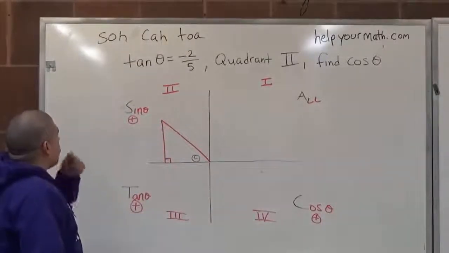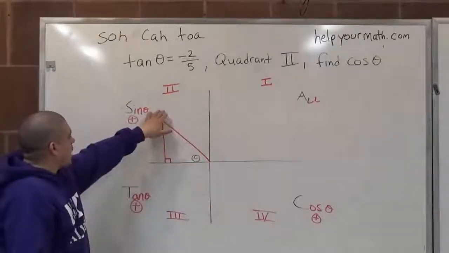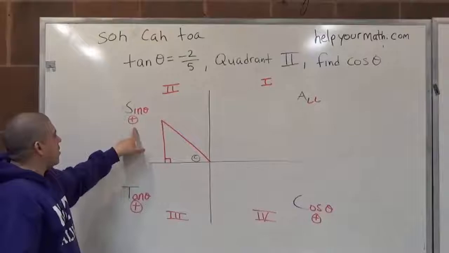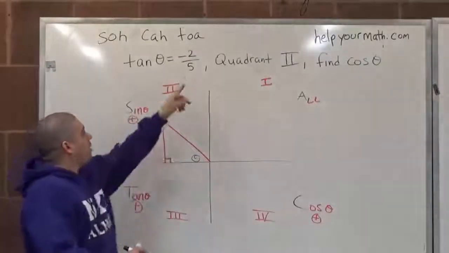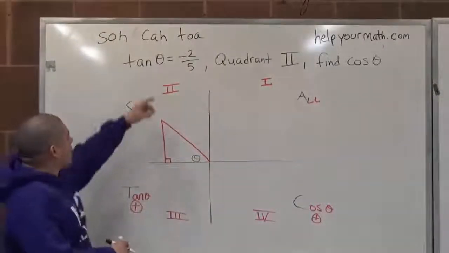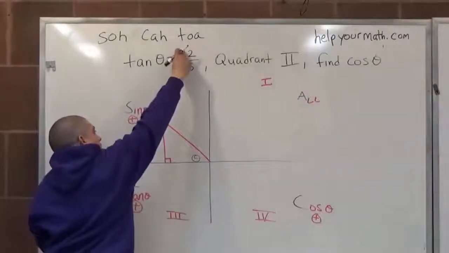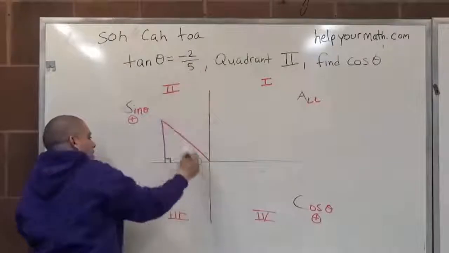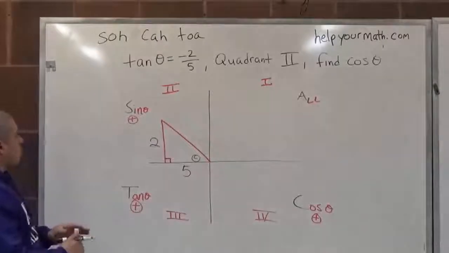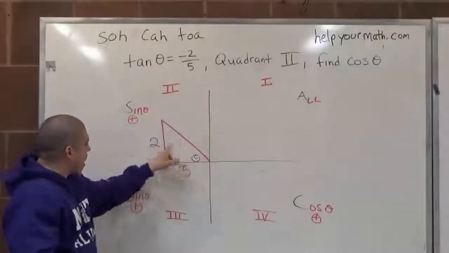Alright, so we know that tangent of theta is -2/5. We're in quadrant 2, and the reason it's negative is that only the sine is positive here. So that explains why this is negative. Now these numbers are going to help dictate the sides. Tangent is opposite over adjacent. We're not going to focus on the sign right now, we're going to focus on the number. So the opposite is 2 and the adjacent is 5. Tangent of theta is -2/5: it's negative because it's in this region, and it's 2/5 because it's opposite over adjacent.